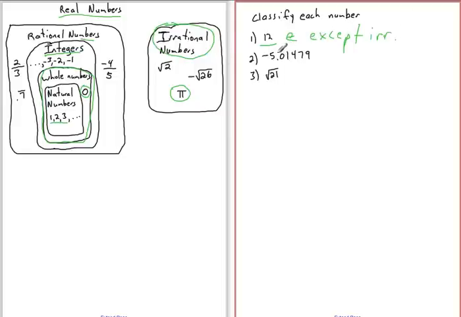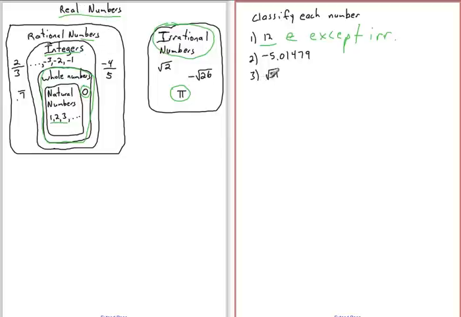Now we have number 2, we have a negative decimal. So it's not natural, it's not whole. It is negative, but it's not an integer. And so it is rational, because rational includes negative numbers that are not integers. So it is rational, and since it's rational, it is also real. So number 2 is rational and real.